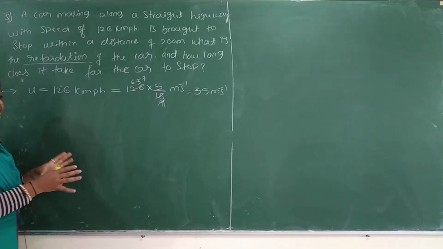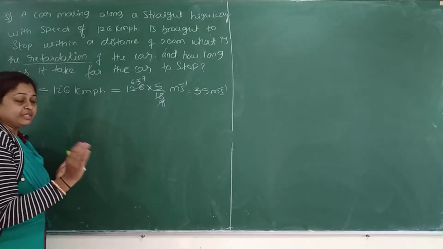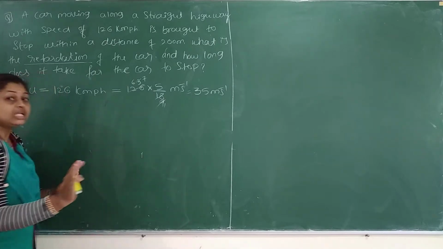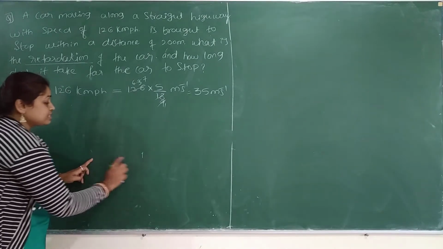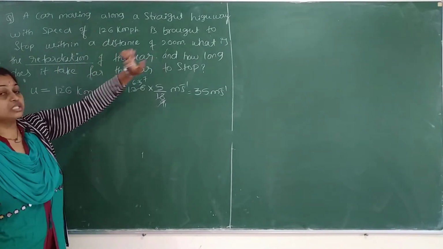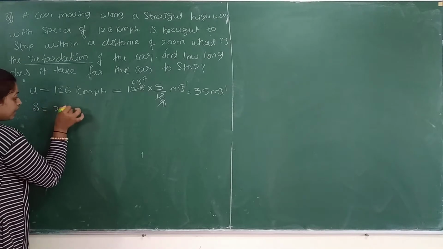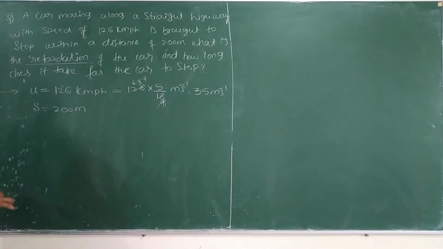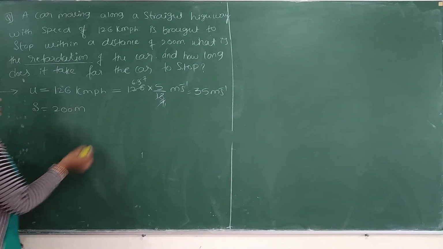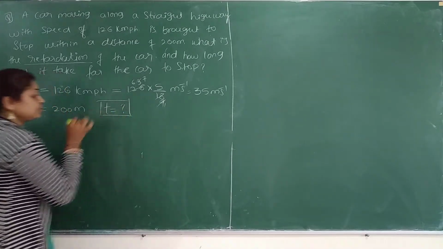If any vehicle is stopping, it means you are applying the brakes. Once you apply the brakes, it will cover a certain distance and then stop. It will not stop suddenly. So how much distance does it cover after braking? It covers 200 meters. So the distance is given as 200 meters. Then, to cover 200 meters, how much time does it take? That you have to calculate. So t is equal to question mark.